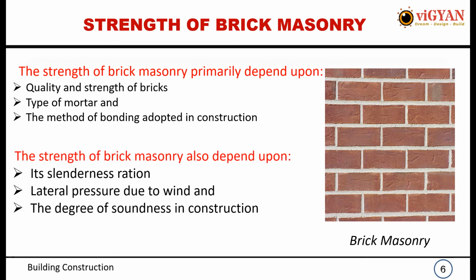Strength of brick masonry also depends on slenderness ratio of the masonry work. Slenderness ratio is the ratio of longest side to its width. Lateral pressure due to wind is calculated during the design or before the design of brick masonry wall. Last but not the least, the degree of soundness in construction. This specifies the overall quality of construction work.